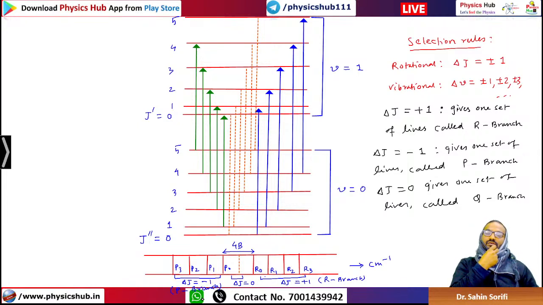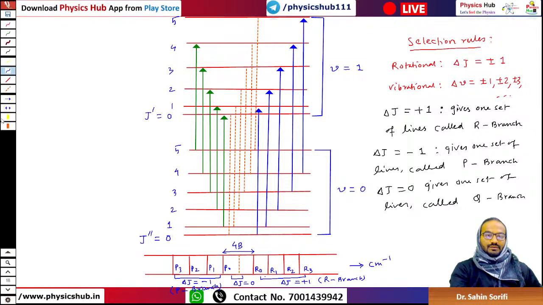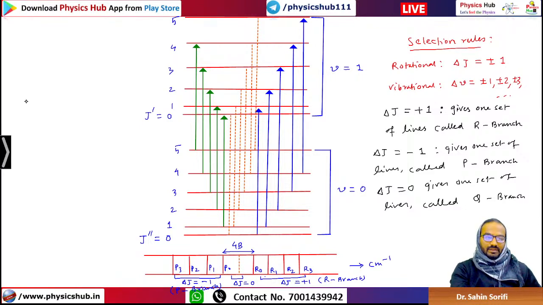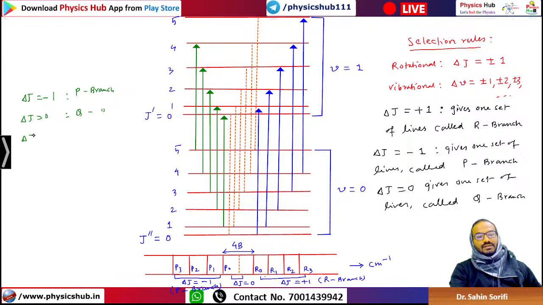So if you get confused with this PQR, you can imagine it in this way. What is the lowest number? Minus 1. So delta J equals minus 1 corresponds to P branch. P, Q, R. Delta J 0, Q branch. Delta J equals plus 1. In this way you can remember. Minus 1, 0, plus 1, PQR.